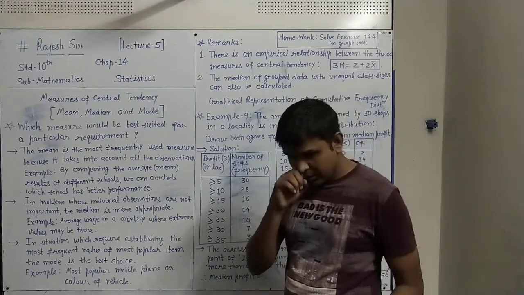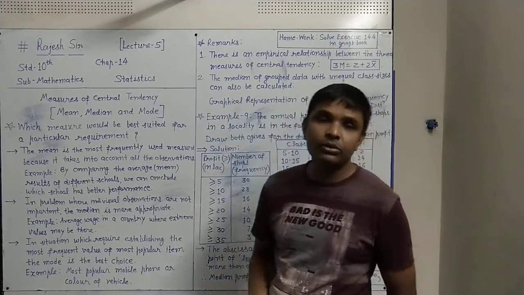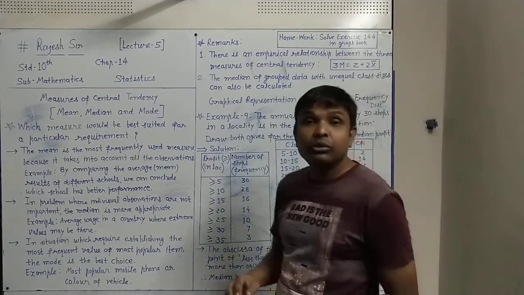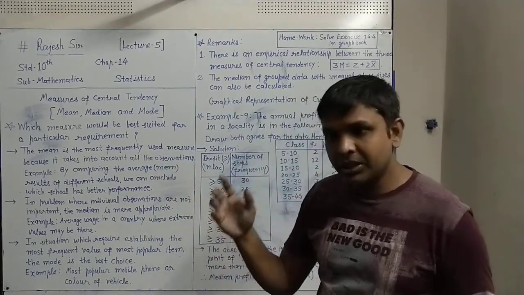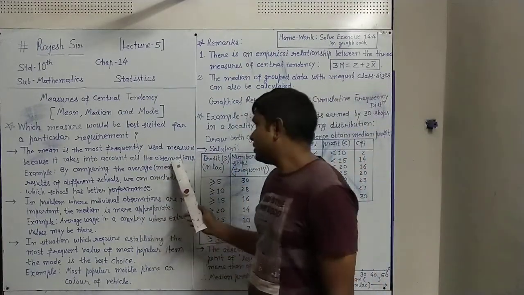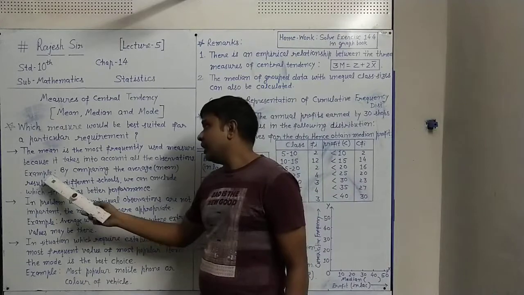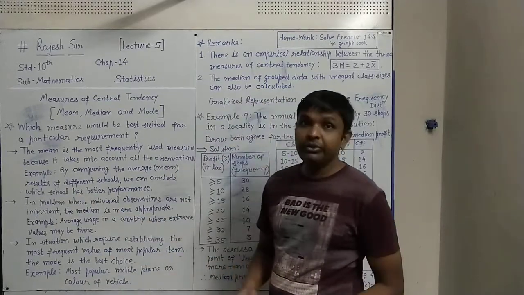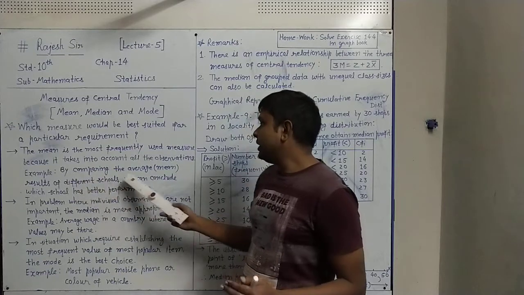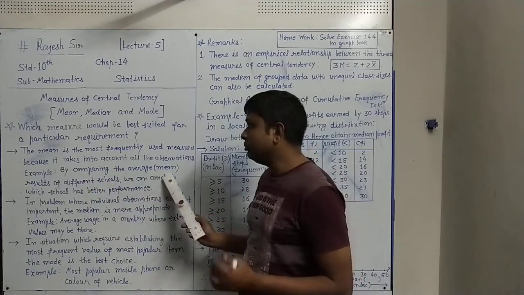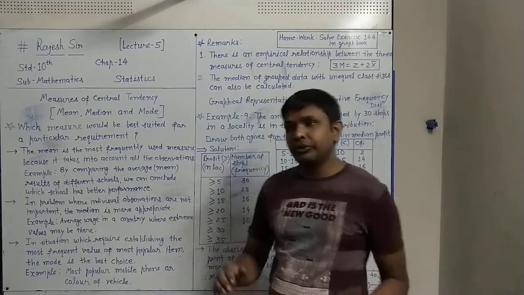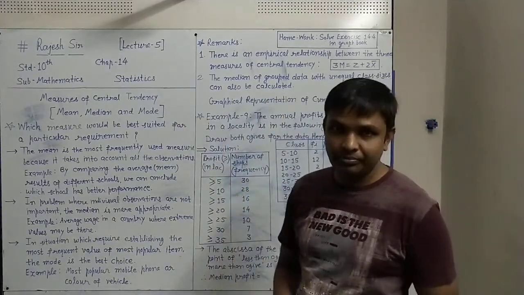Why is it used so many times and so frequently? Because it takes all the elements in it. As you know, the mean equals the sum of all the observations, means it takes all the observations into account. So this is most frequently used, and which type of situation we can use it, that is given in the example, like by comparing the average or mean results of different schools.